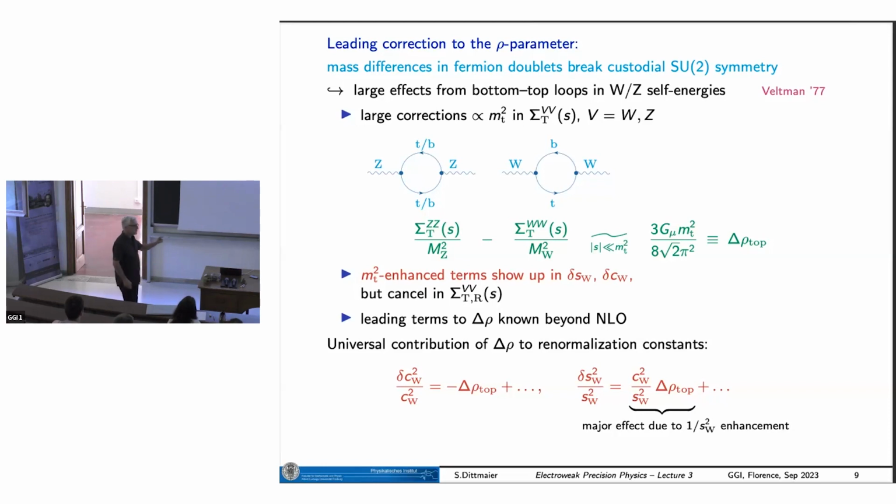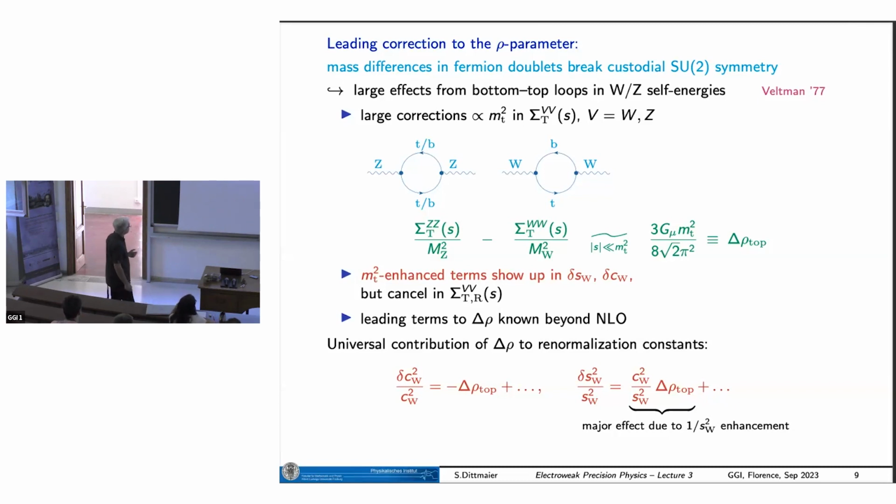And of course, you get a higher degree of symmetry if they have the same mass. But if inside the doublet there is a mass difference, which is quite large here, this prohibits the cancellation of a particular type of corrections, namely the ones that are enhanced with the square of those masses.